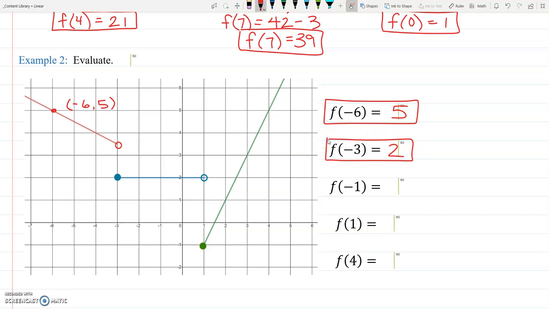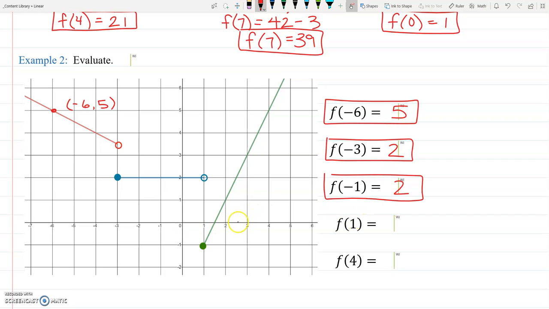All right, f of negative 1, hopefully kind of simple. I'm going to the x-axis. Negative 1's right here. I'm coming up. My function is right here at 2 again. So when x is negative 1, our function is at 2, or y is 2.